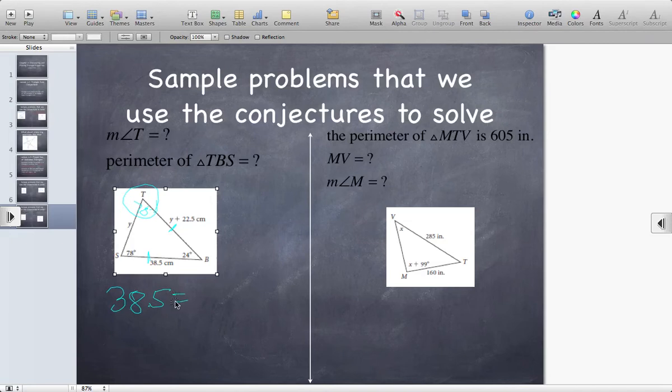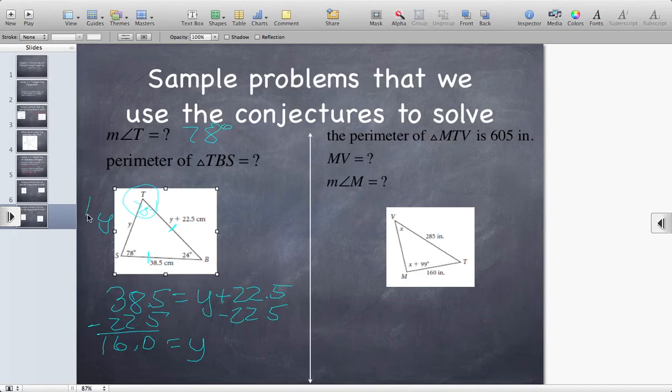So 38.5 is equal to y plus 22.5. If they're congruent, that means their measures are equal. So then using algebra, subtract 22.5 from each side, and we are given 16 is y. So the measure of angle T is 78 degrees. That was the first question. And then the second question wanted to know what was the perimeter.